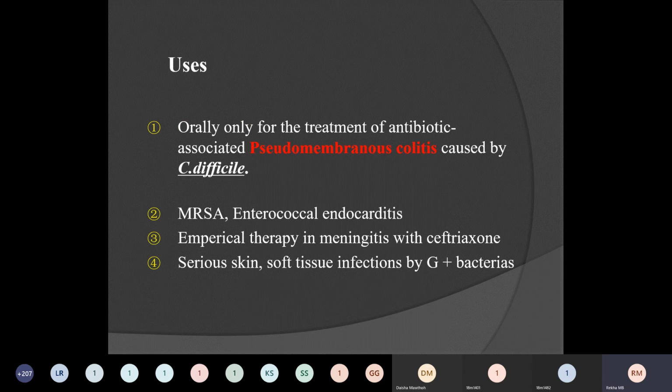Uses: as I have told you, it is a reserved drug used only for resistant infections, the reason being it is highly toxic. It is used orally in the treatment of pseudomembranous colitis caused by Clostridium difficile. So vancomycin is the drug of choice for pseudomembranous colitis. Here it is given orally. The other indications are infections caused by MRSA and enterococcal endocarditis. It can be used in empirical therapy in meningitis along with ceftriaxone. It can be used in serious skin infections and soft tissue infections caused by gram-positive bacteria.